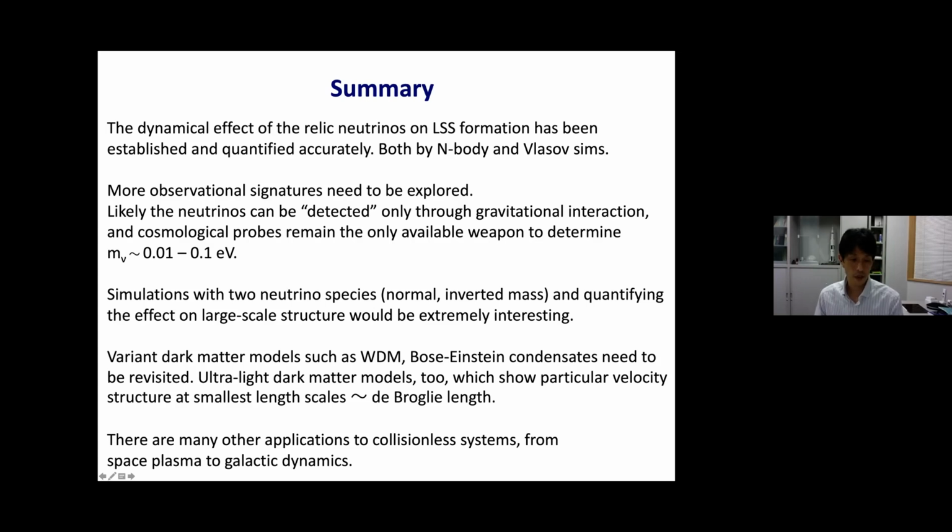And finally, there should be many other applications, especially if you work on plasma physics. We share the same equation, same configuration, and so on. So there should be many more to explore.